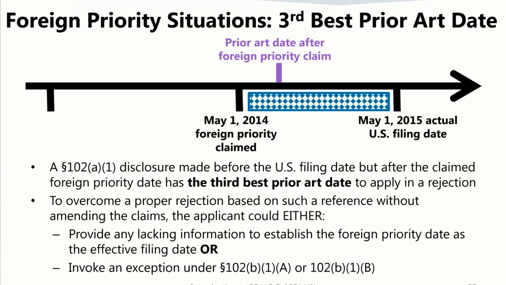While this reference has more of a potential of being overcome by applicant compared to the references in the previous 2 slides, it is still important for an examiner to consider such references. The examiner cannot know what will happen in response to a rejection made with such a reference, and it may turn out that applicant cannot perfect the foreign priority claim or invoke any exceptions.